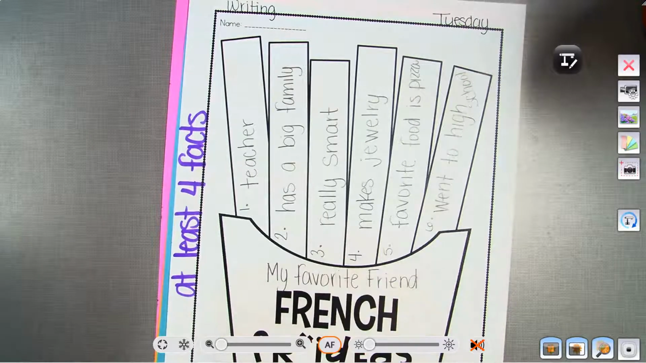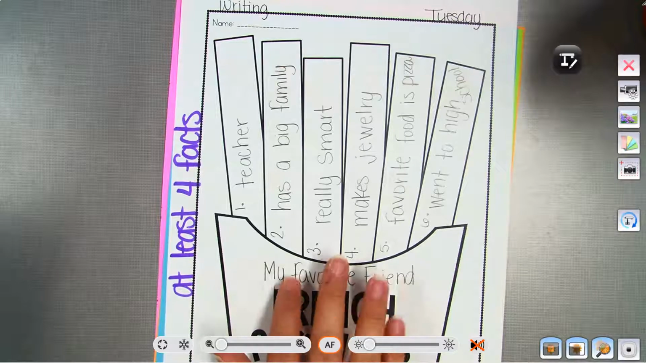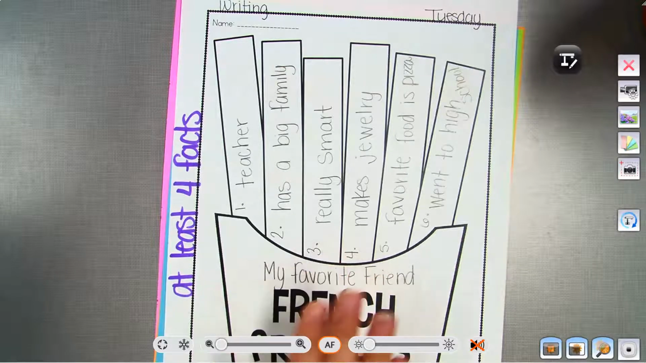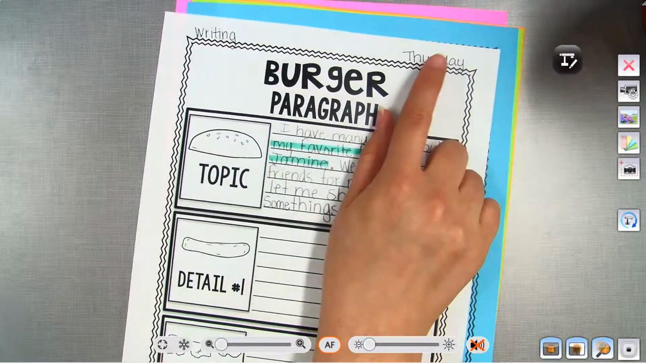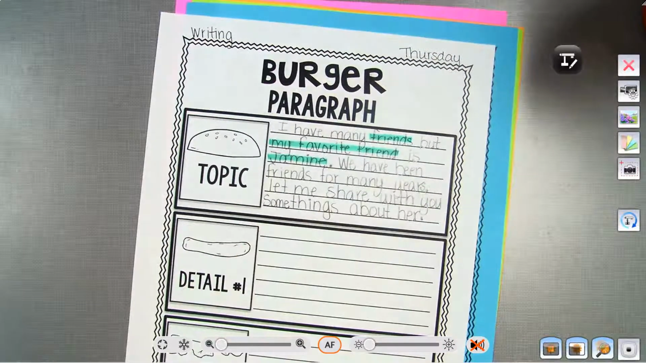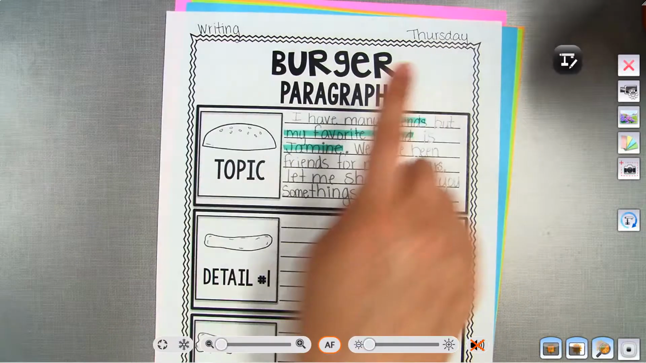If not, you can always go back to your assignments to find this one, My Favorite Friend, where we wrote our ideas about what we were going to write, and then our burger paragraph. And we did this last Thursday, so hopefully you still have this because I told you we were going to continue to write. So this was from last Tuesday, and this was from last Thursday.